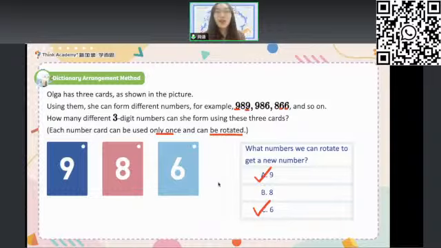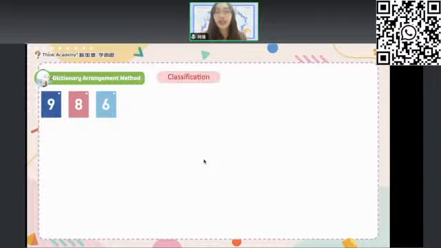So following this, let's try to classify. The first one is, if I don't rotate any number card, then you will see card 9, card 8, and card 6. So here, let's try. Start from the smallest one. So what is the first number I can make? Think about it. First number. It's not 986. Smallest one. Start from the smallest one. Yeah. Check the order. Good.